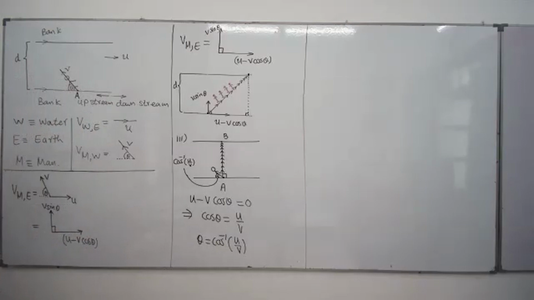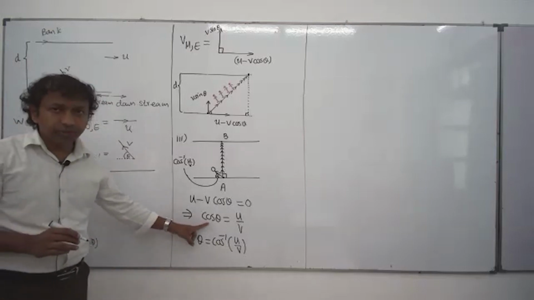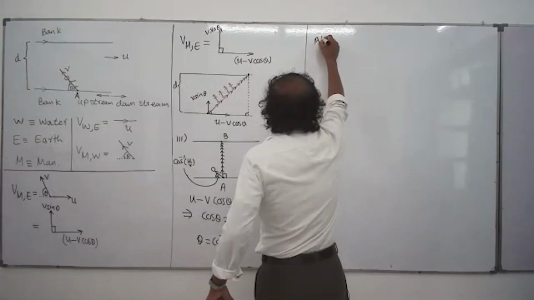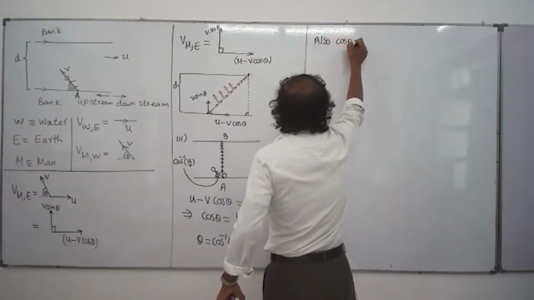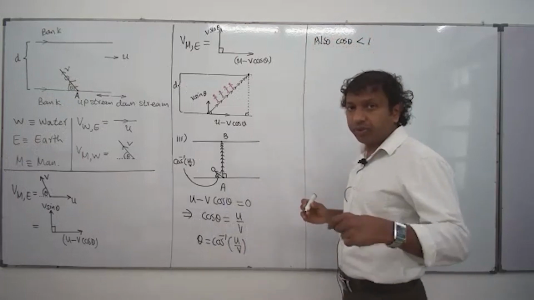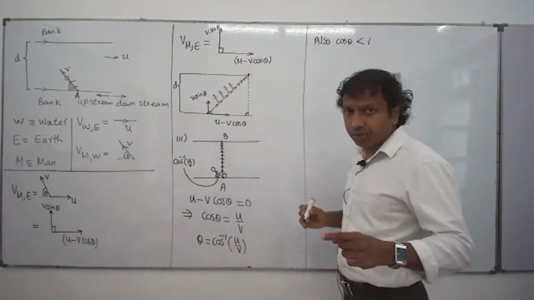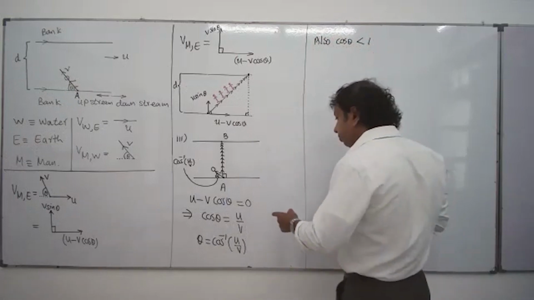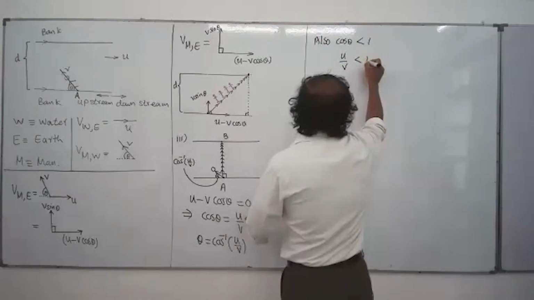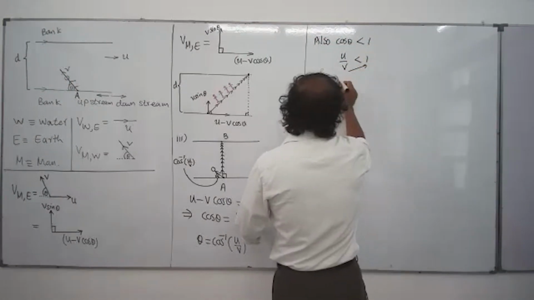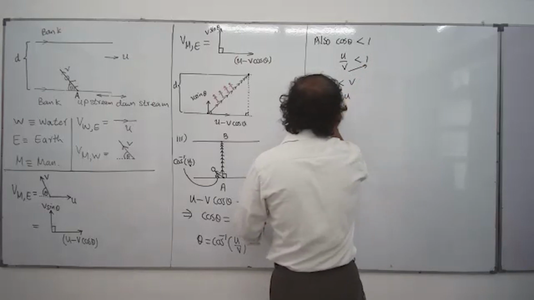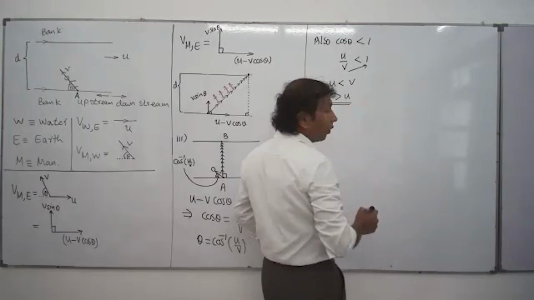But you know, cos theta is less than 1, no? We know for any angle, cos is less than 1. Maximum value of cos is 1. Then for this, cos theta is u by v, which is less than 1. Then using this, u is less than v. That means v is greater than u.